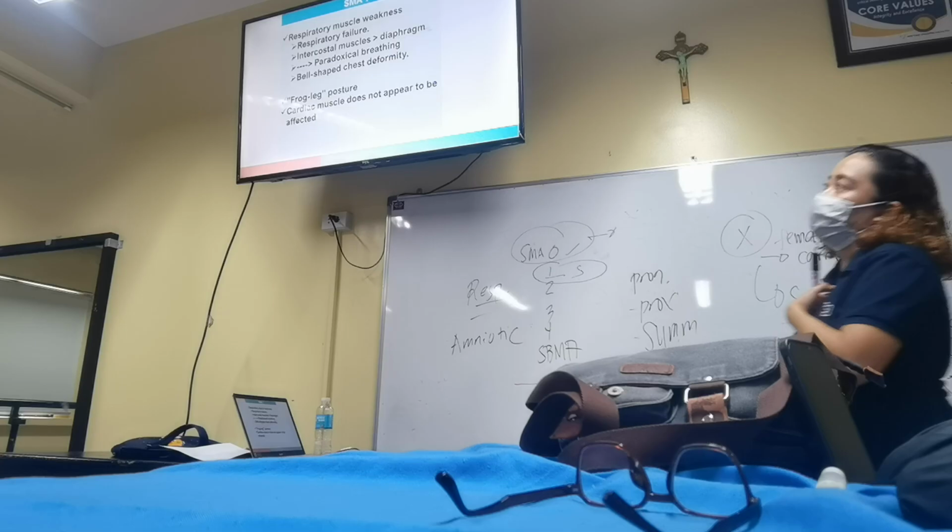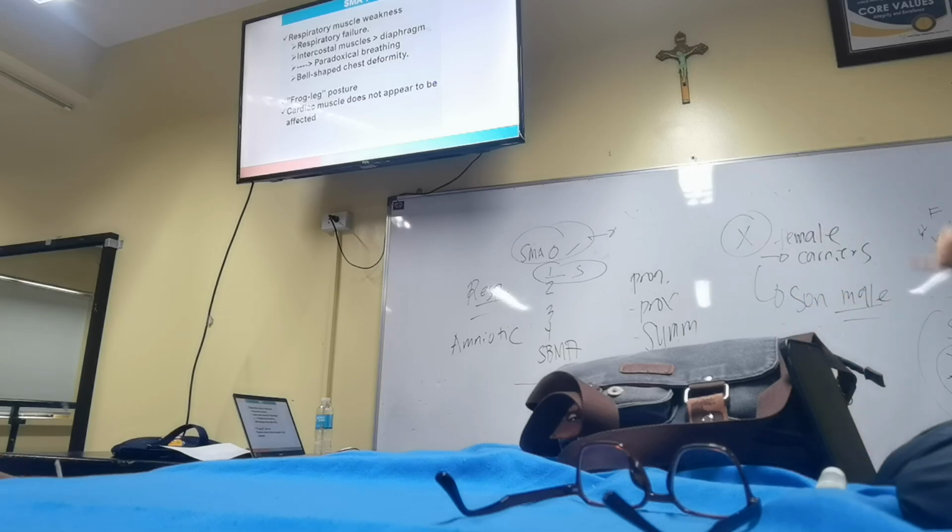Number 1, the patient could die with respiratory failure. Now, let's discuss intercostal muscle is greater than diaphragm. What do you mean by this? The patient is not able to breathe using the diaphragm. They will breathe using intercostal muscles. Thus, they will have paradoxical breathing.